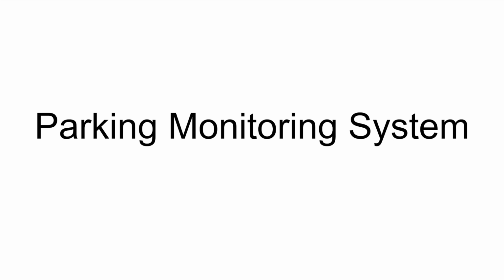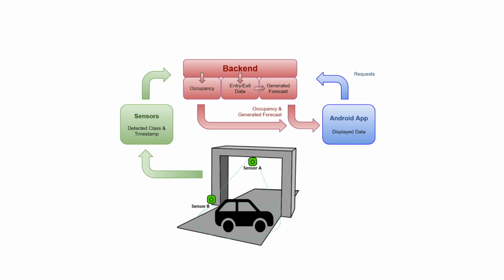Okay, this is Group 3's parking monitoring system. We utilize two sensors, sensor A, sensor B, parent sensor, child sensor. Both sensors must be in agreement that it is a vehicle before it actually sends it off to the back end with a detected class and a timestamp.